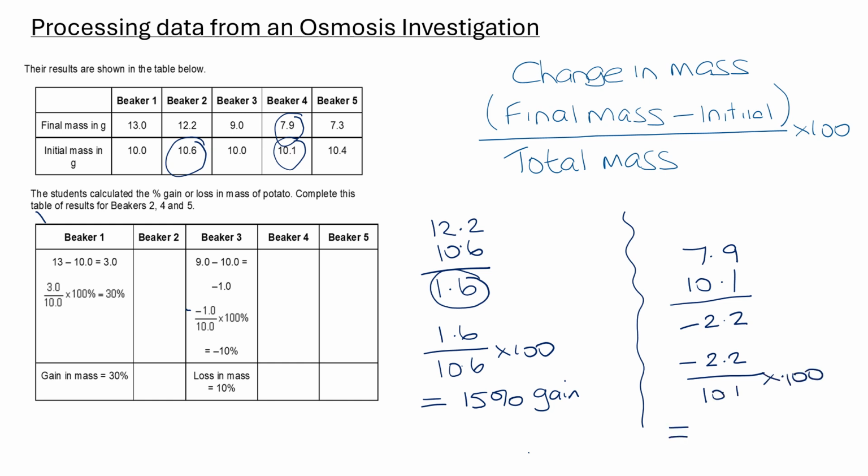and that would give us a value of minus 21.75. The data in the table is only to one decimal place, so we would then round that up to minus 21.8, and that is a loss.